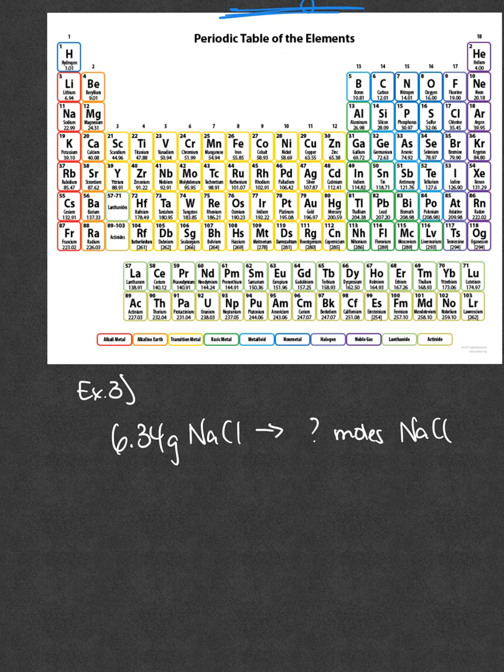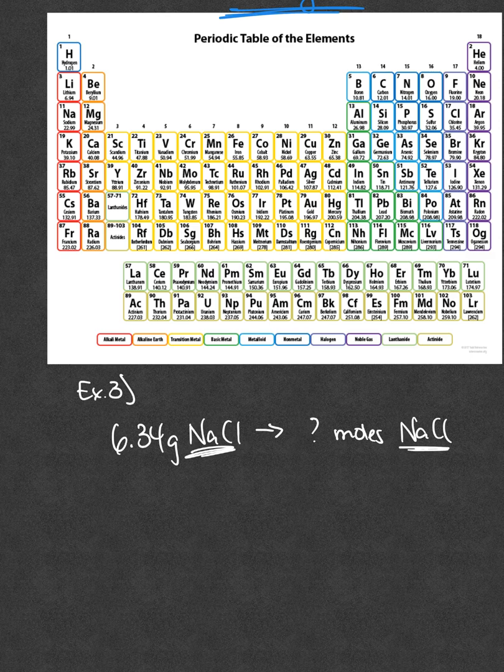So now here, what makes this just a little bit different from the examples that we had earlier is that NaCl is a compound, okay? And just like we talked about before, to find the molar mass of a compound, you just got to look at the molar masses of the individual elements that make up the compound, and you add them up together.